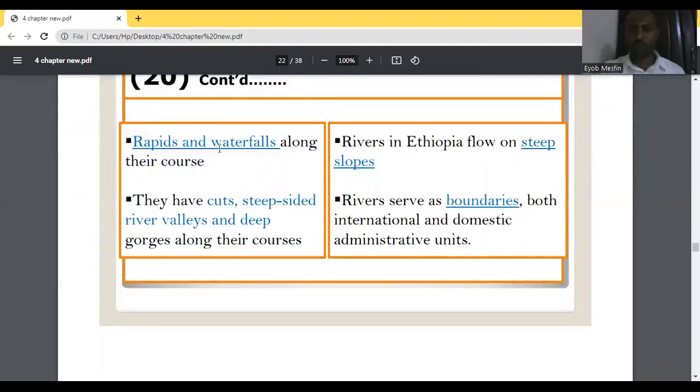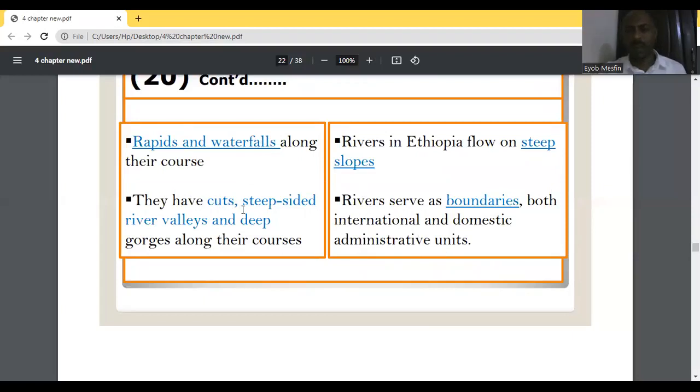Rapids and waterfalls: the water is very speedy because most of our rivers are sourced from the Ethiopian highlands. Due to the steep slope of the land, the rivers flow in a speedy way, because of the topographical situation and because they are sourced from the highlands. And most of the rivers have waterfalls along their course.